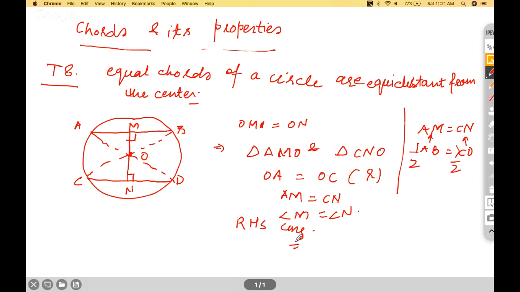By RHS congruency, I know that this angle is equal to this angle. So angle A is equal to angle C, and the side opposite to it, which is OM, is also equal to ON. So that's how you have to prove it. I hope you understood it.